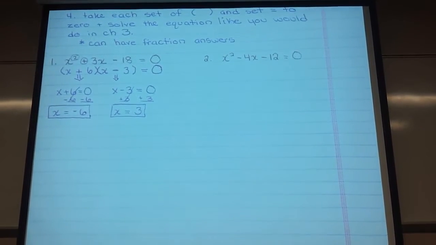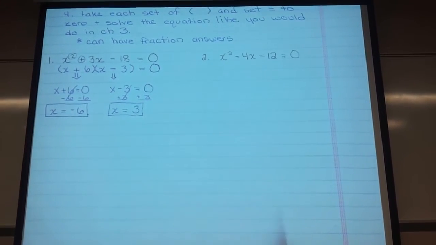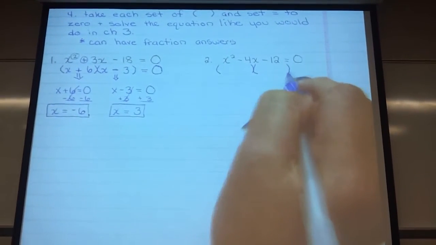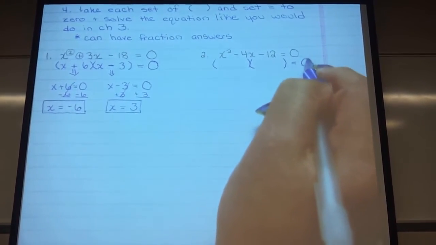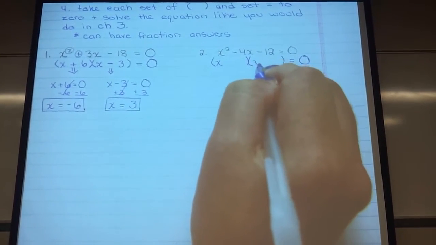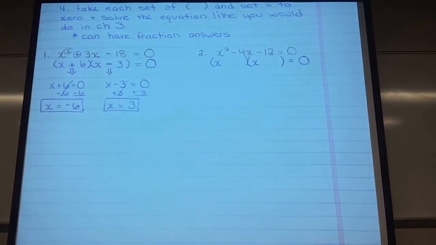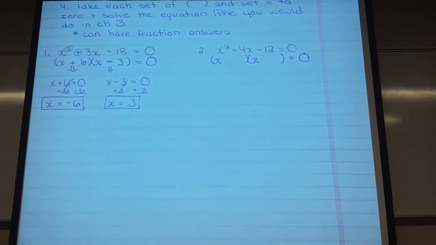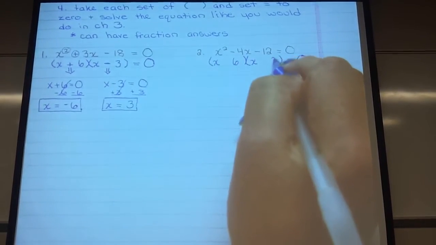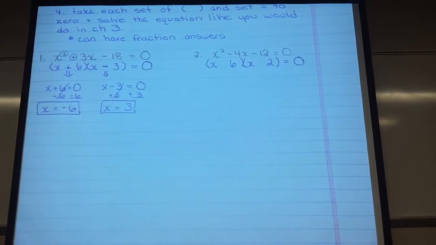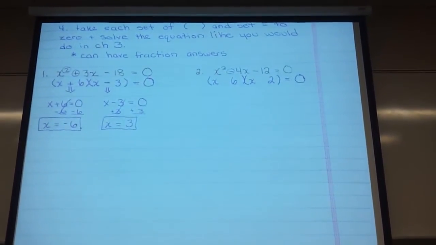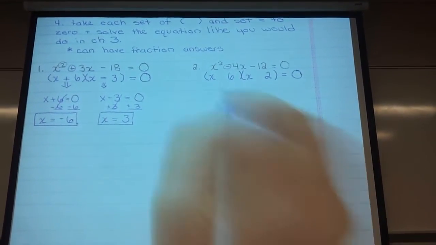What type of factoring would it be? Simple. Make sure you keep it equal to 0. So I've got x and x. What two numbers would multiply to 12 but could give you 4? 6 and 2. We have to subtract those. So notice what the sign is. It's a negative, so the bigger number needs that negative. What's my bigger number? 6.